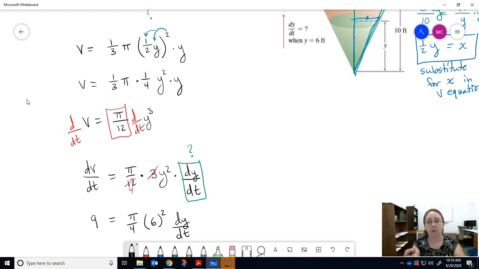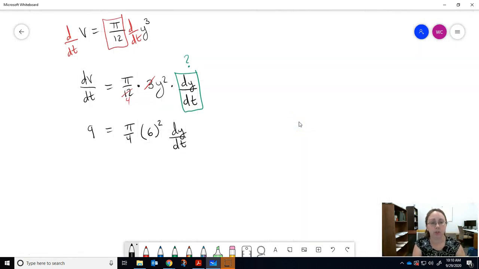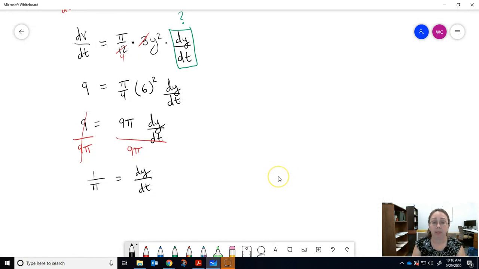Now, if you want, you could solve for dy dt and then plug in. I just find that it's easier to move numbers around rather than letters. So we have here 36 when we square it divided by 4. So 36 divided by 4, that's 9 pi. And then dy dt. We can divide, get dy dt by itself. Divide by 9 pi both sides. The 9's cancel, and we have 1 over pi equals dy dt. Now this is an application problem, so normally we would probably enter this as a decimal. So the decimal value is 0.32 dy dt.